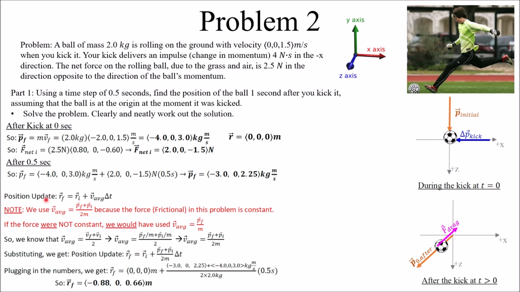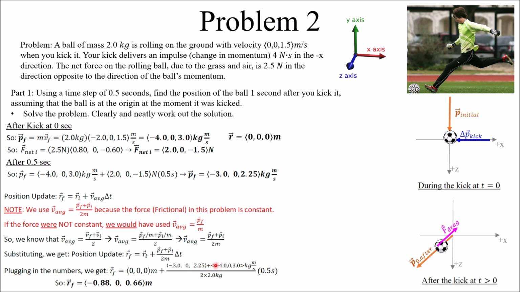We're going to plug in this final momentum that we just found after 0.5 seconds into the position update. You should recognize this formula from earlier. Instead of writing the average velocity, we can write it as your final momentum plus your initial momentum over 2m, an equation that we saw earlier. When we plug into that, we have 0, 0, 0 for our initial position, and our final momentum is the one after 0.5 seconds, and your initial momentum is the one at the beginning, which is negative 4, 0, 3.